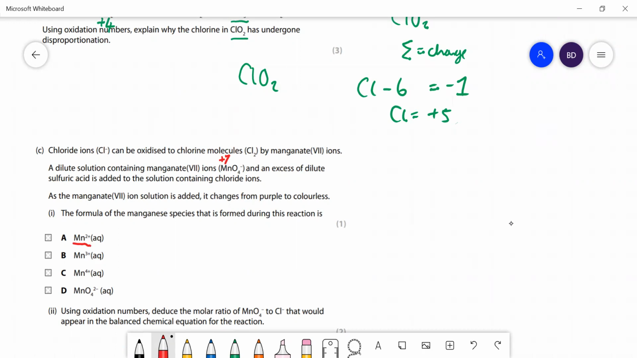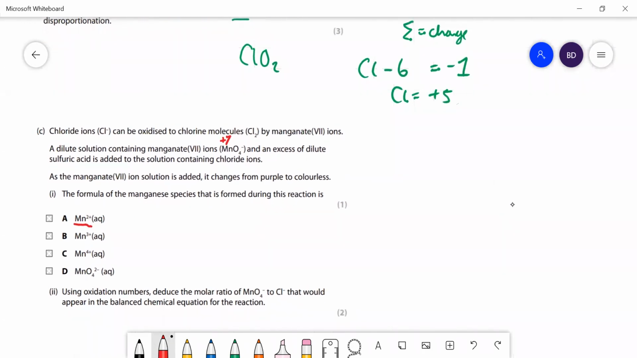Next bit, using oxidation numbers, deduce the molar ratio of manganate to chloride that would appear in the balanced equation, right? So manganate is +7 there, and that's going to go to a +2 oxidation state. So that means it has been reduced. So that means, and that's gained 5 electrons because it's gone from +7 to +2.